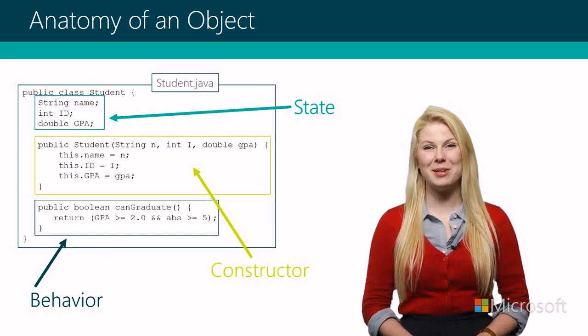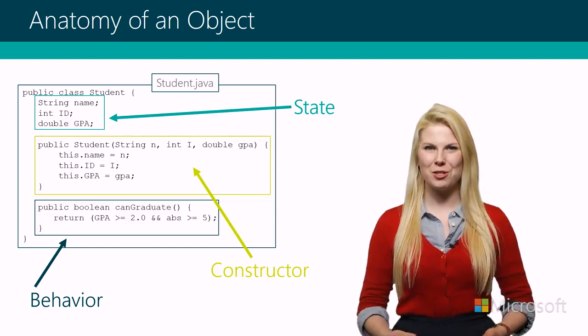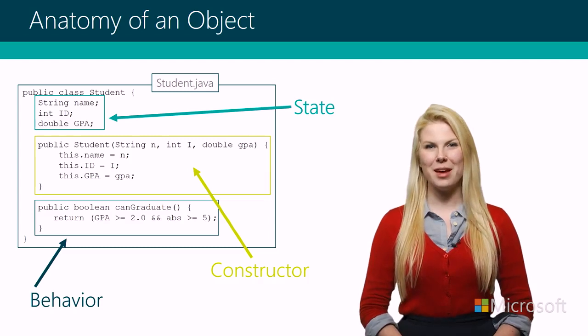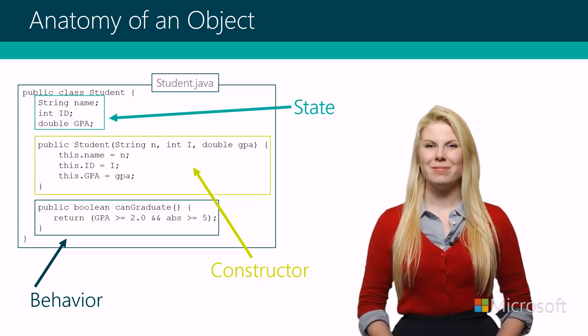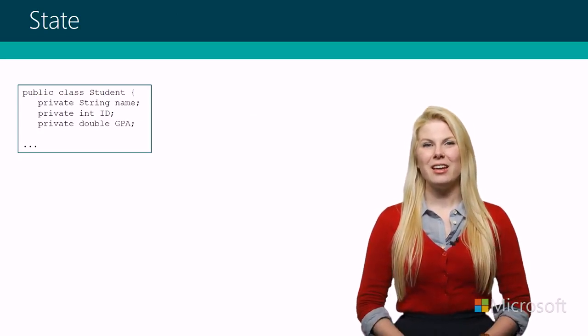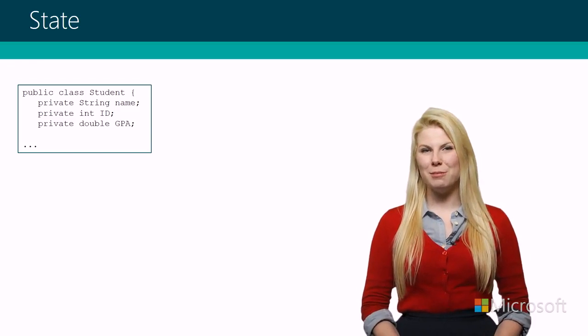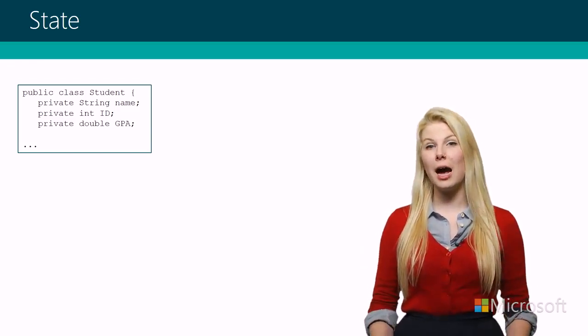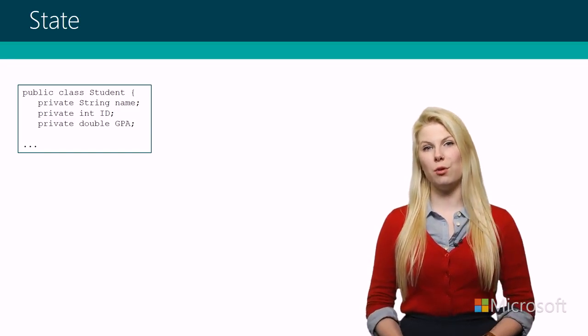And the piece that tends to be newest to those who are first writing objects, the constructor. This is a very special method that's called whenever you use the new keyword. Let's break each of these pieces down. Here is the state of the student object. Really, it's just a list of variables that live within the entire scope of your object.